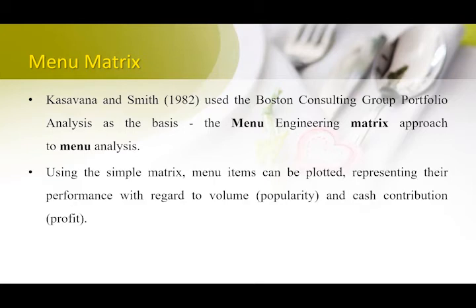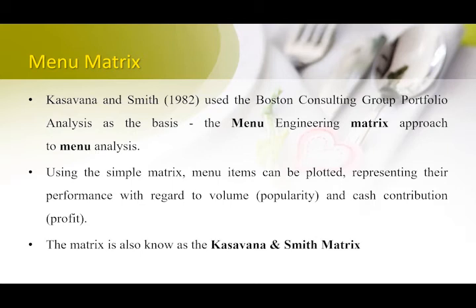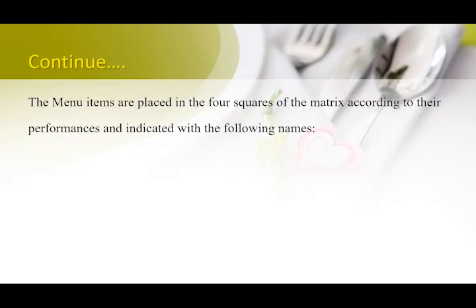Using the simple metrics, menu items can be plotted representing their performance with regards to volume, which means popularity, and cash contribution, which means the profit or the profitability. The matrix was also known as Kasavana and Smith's matrix. The menu items are placed in 4 squares of the matrix according to their performance and indicated with the following names.